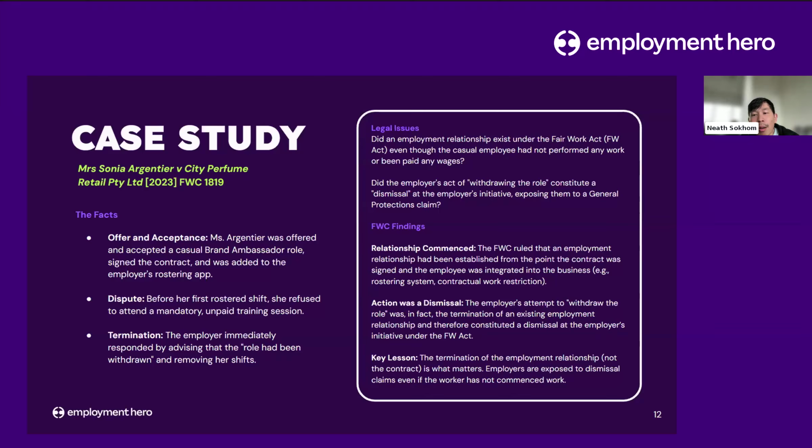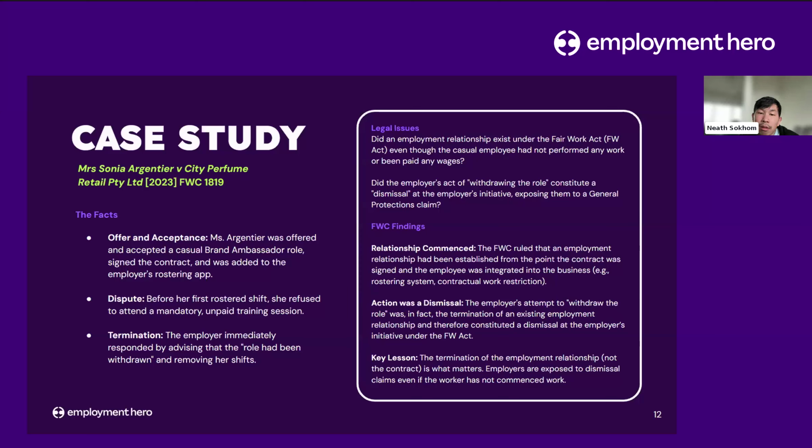And what the Fair Work Commission found was that an employment relationship had already existed from the time that Ms. Argentier signed the contract and at the time that the employer integrated her into the business system, right? And the evidence that the Fair Work Commission looked at was things like the contract itself, which obviously created that baseline employment relationship, the fact that Ms.